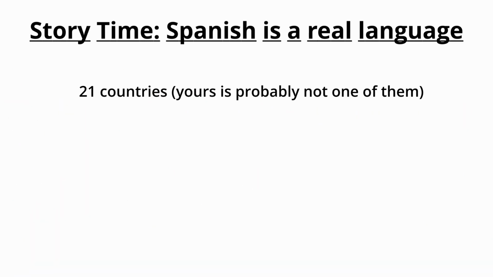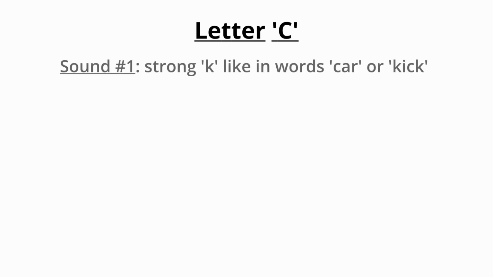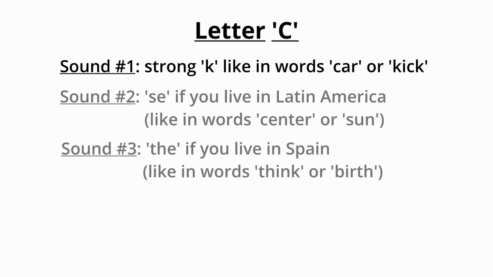This distinction is very important to know because this will be a crucial point in your identity as a future Spanish-speaking legend. Having said that, when the letter c doesn't fall into the conditions that make it sound like "k", it can make two more sounds. Those are the sound "s" if you live in Latin America, like in the words center or sun. Basically, it's the same sound that the letter s makes in English. But if you live in Spain, this letter makes the sound "th", like in the words think or birth. It's the same exact sound as th in English.